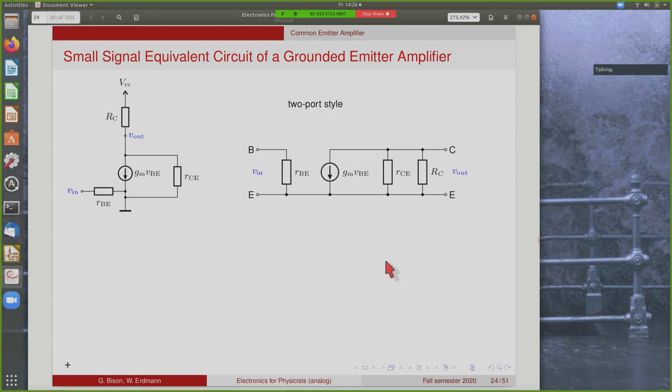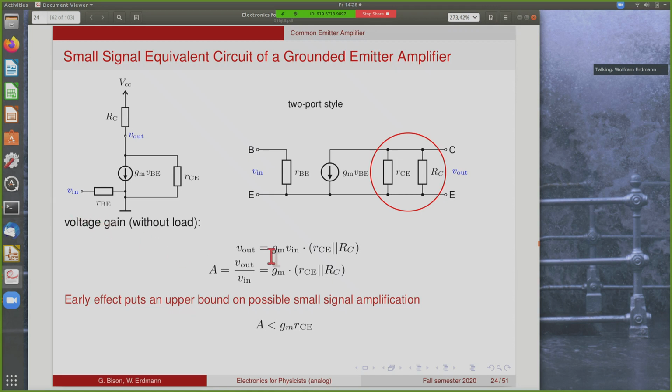We do this here using, again, our hybrid pi model. Now we add the collector load resistor to our model, and this is now here. And we want to know now, to find the amplification, what is the relation between the input voltage here and the output voltage here, which is the collector voltage of the transistor.